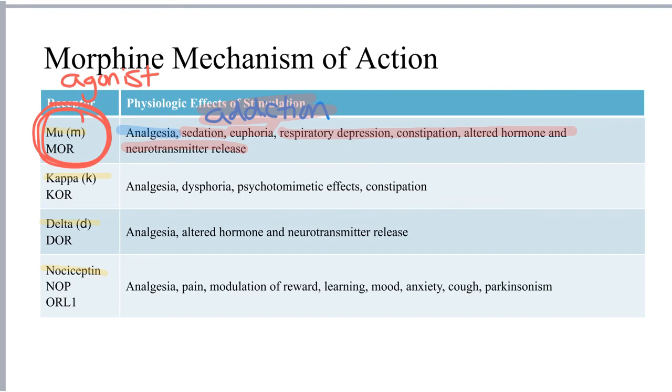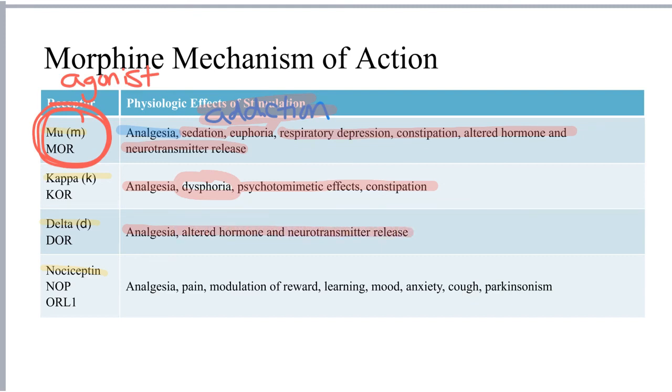Morphine has more minor activity at the other opioid receptor subtypes, but it's worth reviewing their physiologic effects nonetheless. Activation of the kappa receptor produces analgesia, but it also produces dysphoria, which can be very disorienting and unpleasant to humans. Activation of this receptor also has psychomimetic effects, as well as producing constipation. Activation of the delta opioid receptor also produces analgesia and alters the release of many hormones and neurotransmitters.